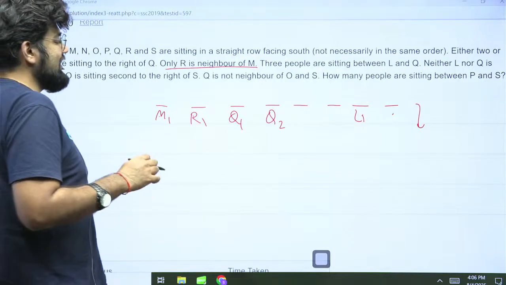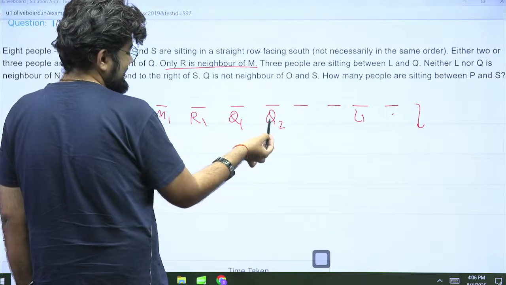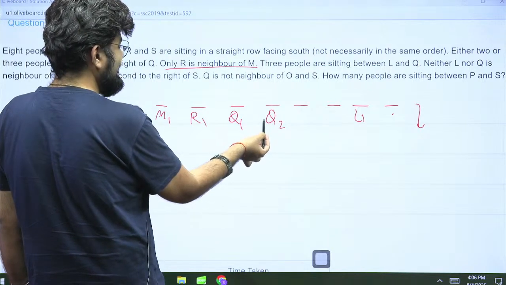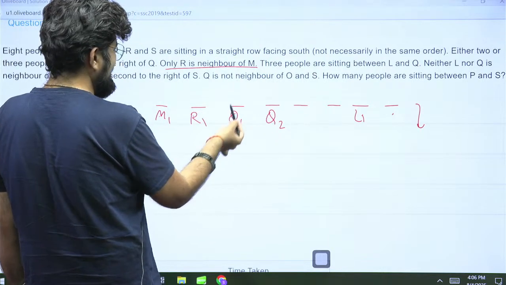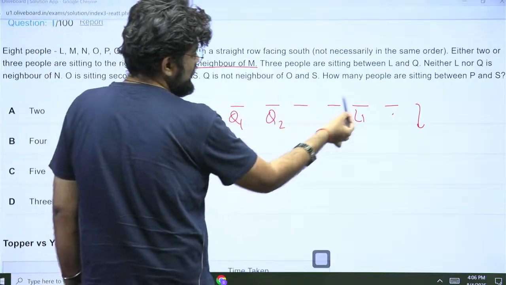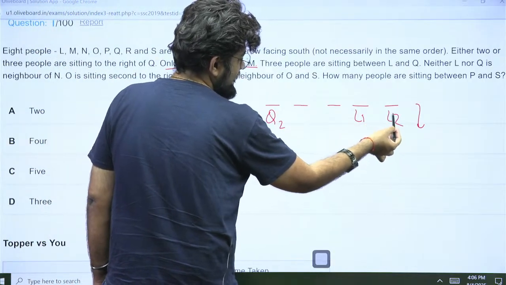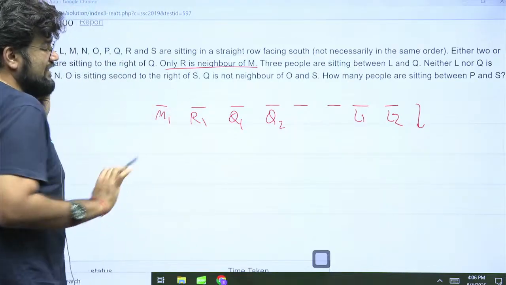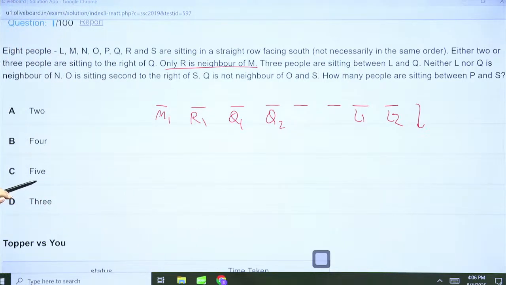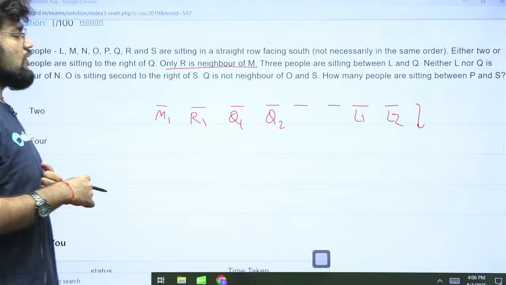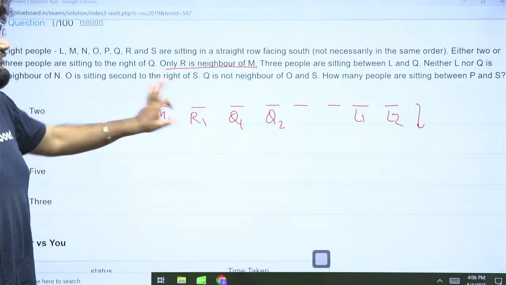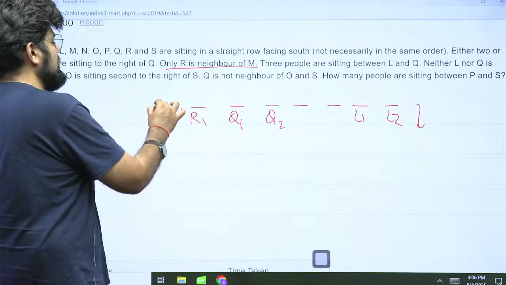Okay, the second case is if Q2 is here. If Q2 is here, there are 3 people between L and Q, right? So in that case, L2 will be 1, 2, 3 here. And if L2 is here, in that case, again M2 and R2 will be here only. Right? So it's all about Q and L here, nothing else. Rest, I think M and R will be here. We have fixed this position, so let's place them here.